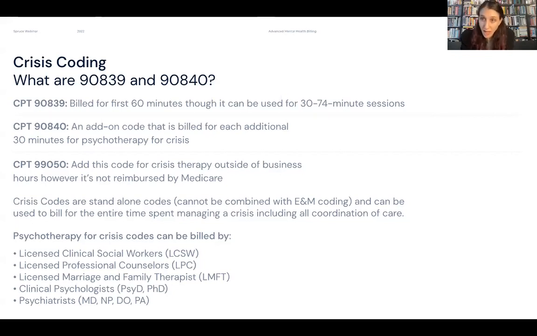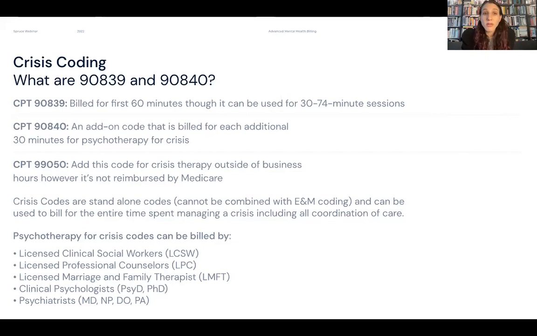So that's not only the time during the session, it's also all of the time that you spend calling hospitals, all of the time that you spend consulting with those doctors. If you also had to call family members of that patient and make sure that they were aware of the situation. If you had to call their partner, make sure they were aware of the situation. All of this time is part of the crisis and can be billed using these codes. And you would do the 90839 for the first 60 minutes, and then you would do the add-on code, and you would add that code as many times as necessary to complete the full period of time.